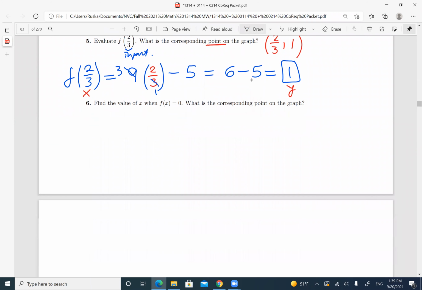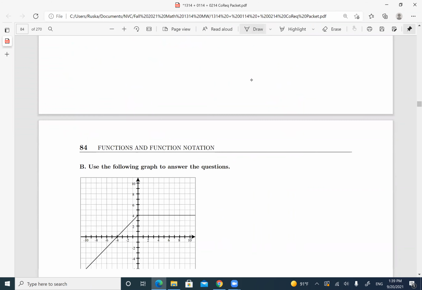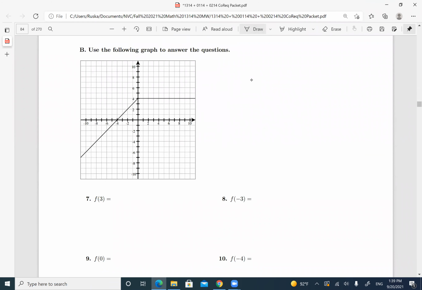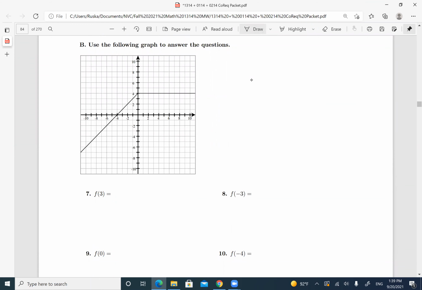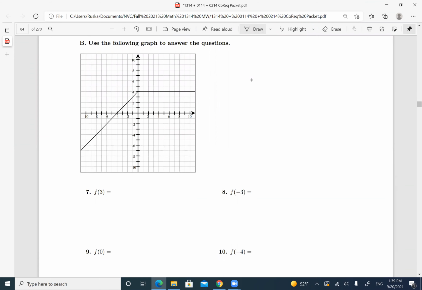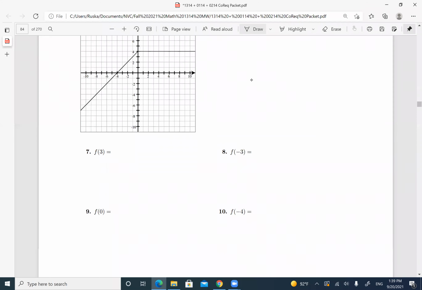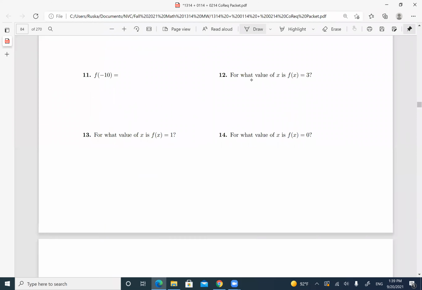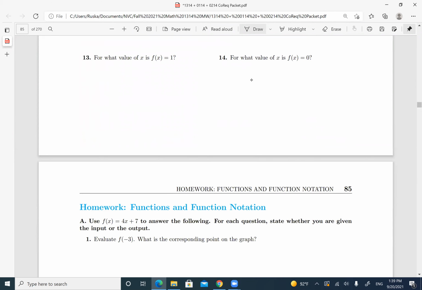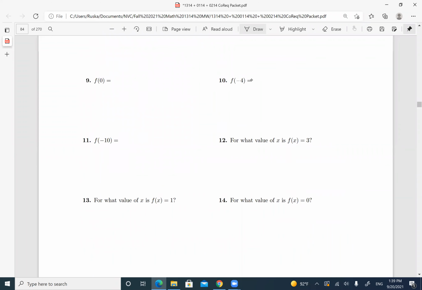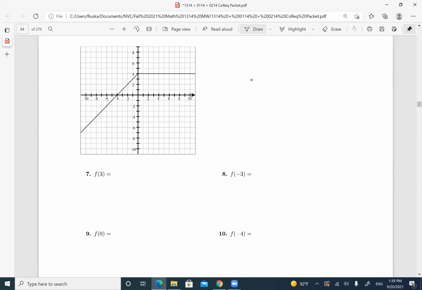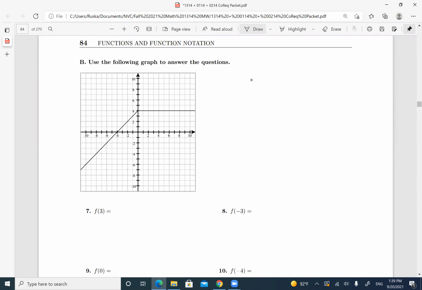Let's see if you can, we'll do one more page. For the following graph, to answer the question, we're going to use this graph. Let's do one of those questions or 2 of those. That's where you're going to stop, and then you have the homework in page 85. So this is the graph given, and we have to read the graph.